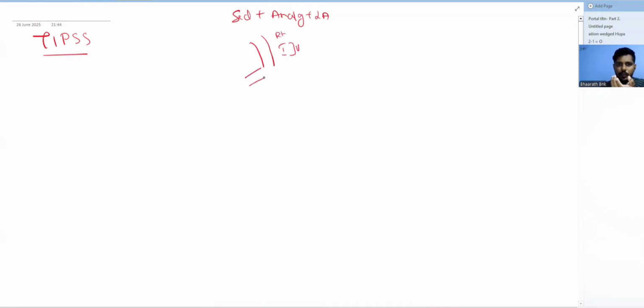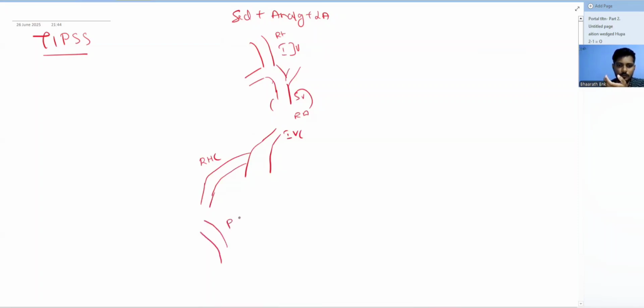From there, you will go into the innominate vein. From the innominate vein, you enter into the SVC, and from the SVC, you enter into the right atrium. From the right atrium, you go into the inferior vena cava. So from the inferior vena cava, you go into one of the hepatic veins. So, for example, you pass this catheter into the hepatic veins. This is the hepatic vein, and this is the branch of the portal vein, right?